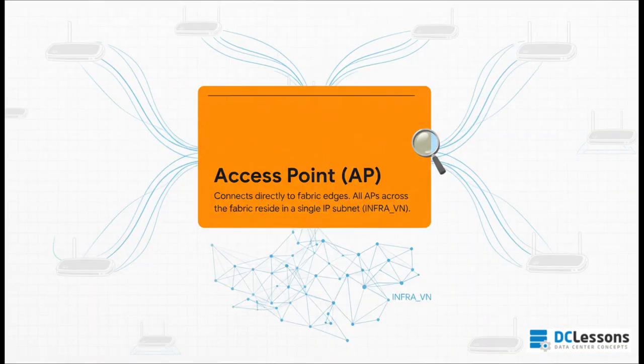Next up, the access points. These are our boots on the ground, providing that connection directly to the users. Now, what's really cool here is this idea of the infra VN. It's a special overlay network, and it means all your APs, no matter where they are, live in one single simplified IP subnet. This just completely changes the game for IP design. It's a massive win for anyone managing a large deployment.